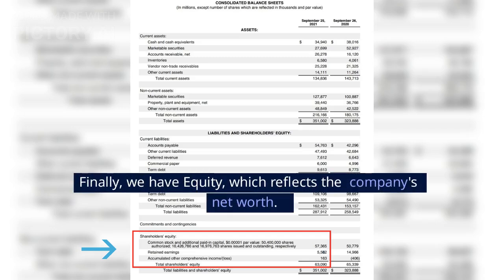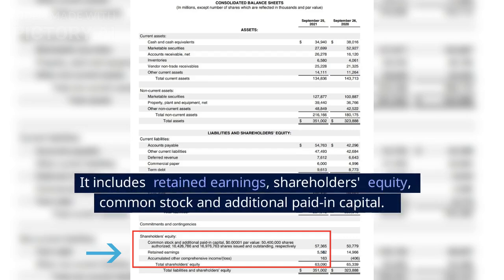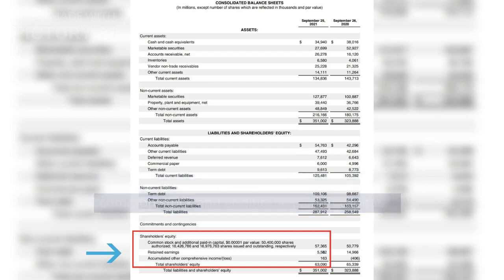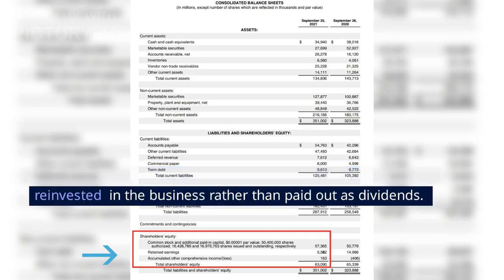Finally, we have equity, which reflects the company's net worth. It includes retained earnings, shareholders' equity, common stock, and additional paid-in capital. Retained earnings show the cumulative profits that have been reinvested in the business rather than paid out as dividends.